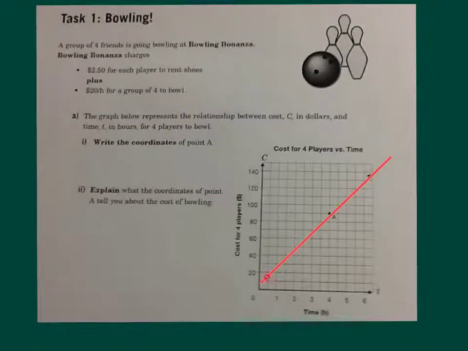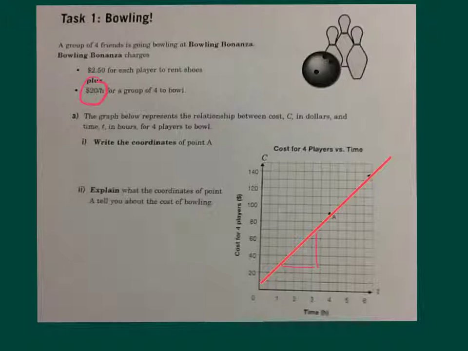I know that it's a linear relationship because it has a consistent rate of change of $20 per hour. So I could draw in a rate of change at any of these points. So for example, for 1 hour, it costs $30, and I can go across to 3 hours and see that it costs $70. And that follows with the idea of the rate of change being $20 per hour.